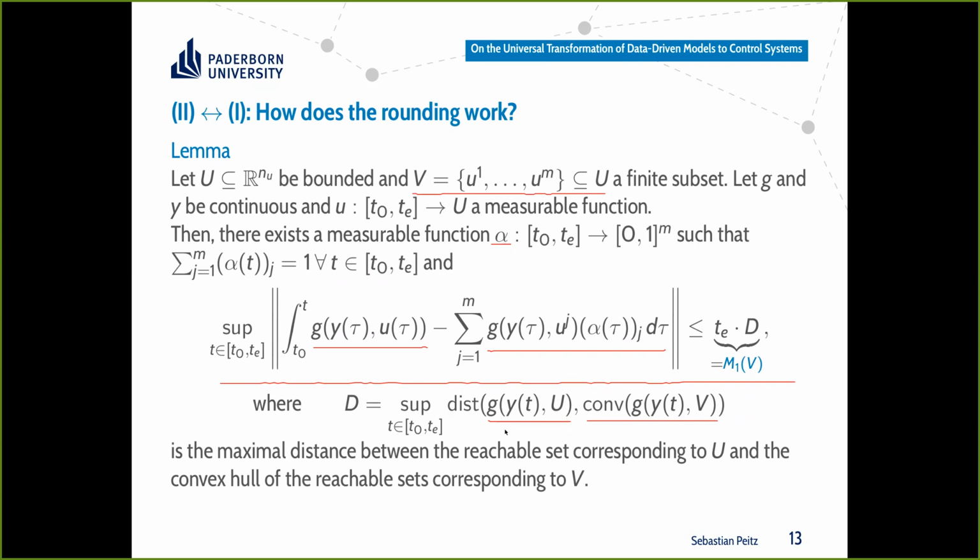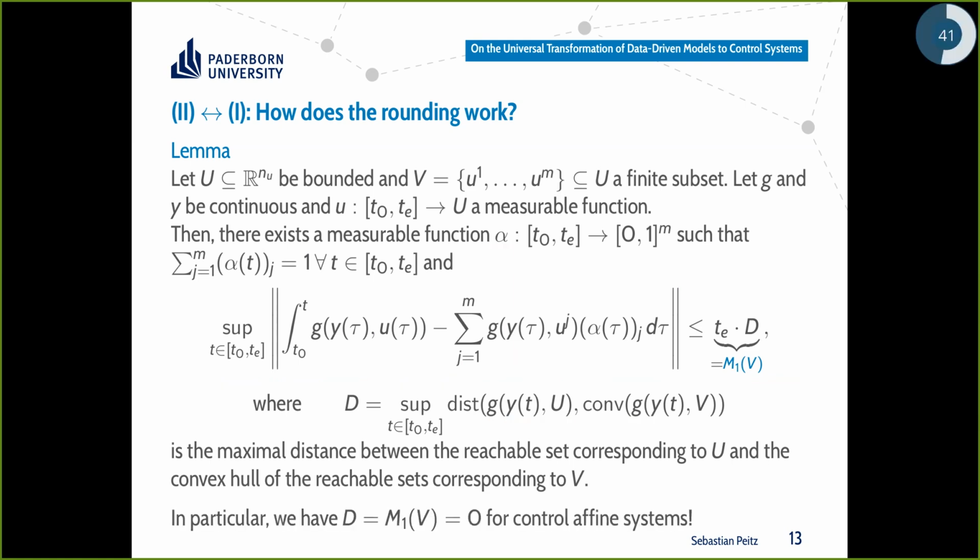So this is what I had earlier with the Filippov-Ważewski theorem. So if we choose the V with sufficiently many entries, or we pick it in a good way, then this error can become very small or even zero. In particular, for control affine systems, when we pick just the control bounds, then it's always zero. So we have related the original system with the convexified system.